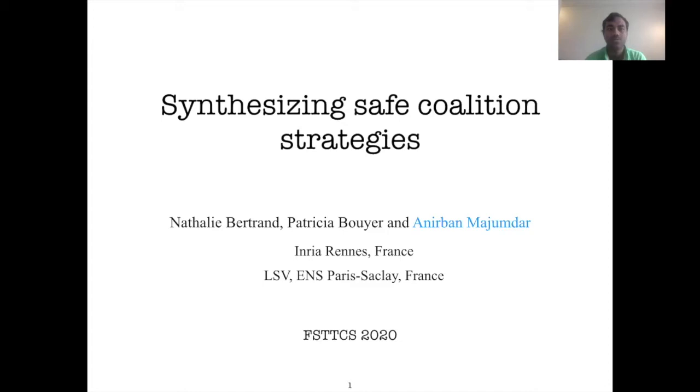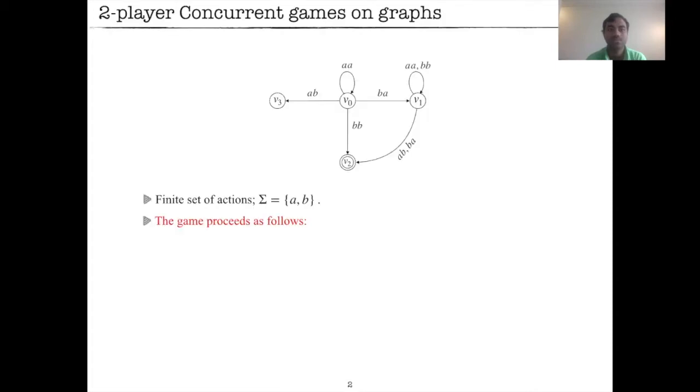Today I will be talking about synthesizing safe coalition strategies. This is a joint work with Nathalie Bertrand from INRIA Rennes and Patricia Bouyer from LSV. I will start with a brief introduction to two-player concurrent games on graphs.